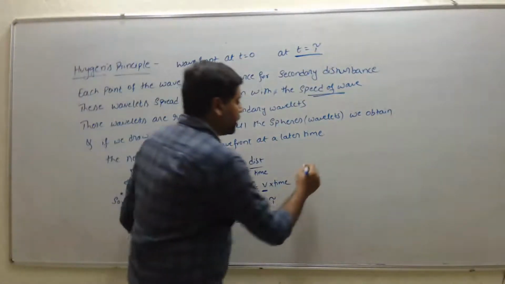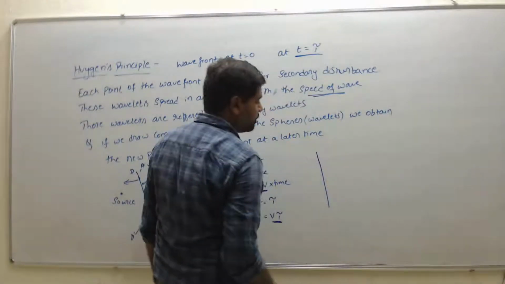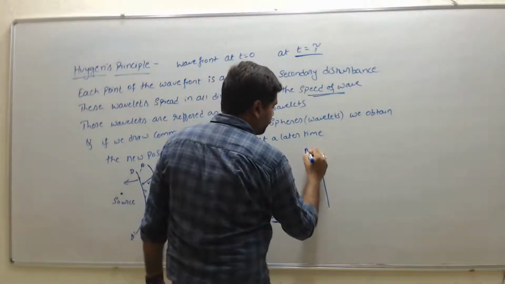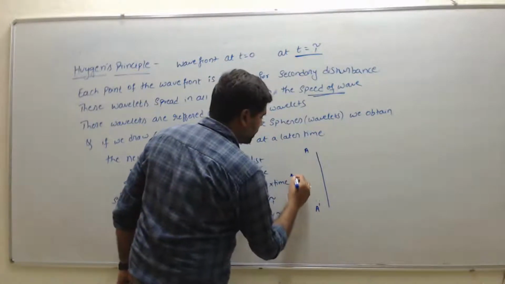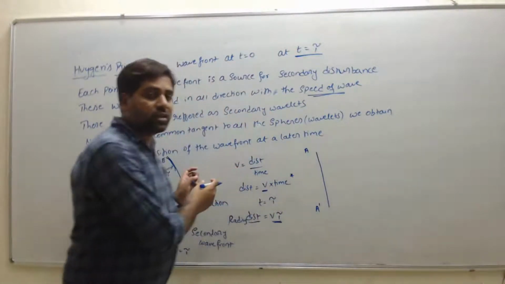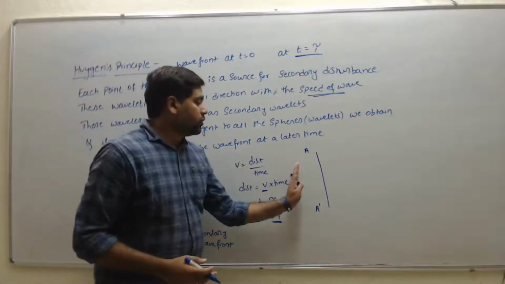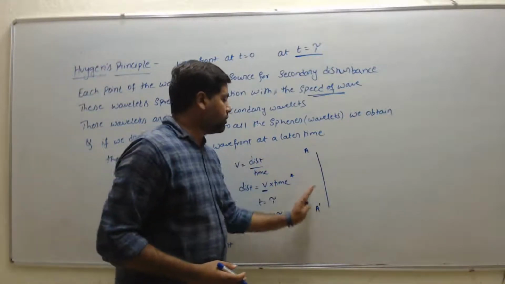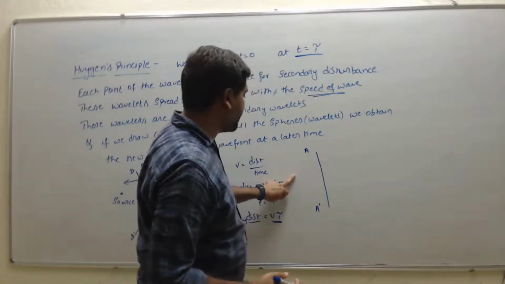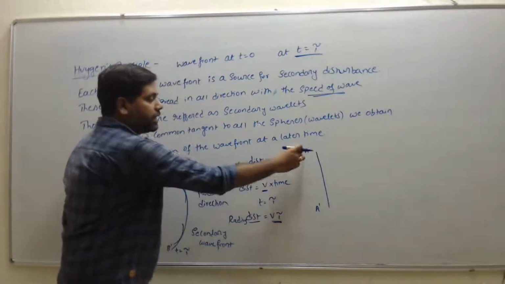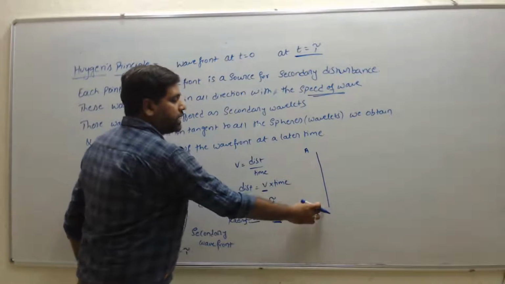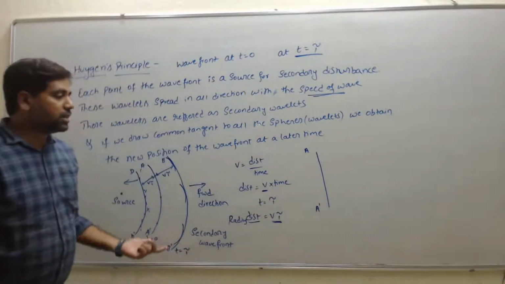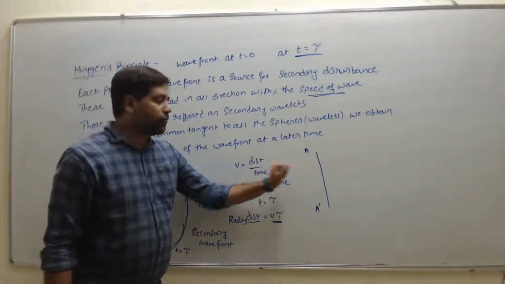So here, if we consider this one plane wavefront, somewhere here is the source. That is, the source is at a larger distance from the wavefront. So this wavefront is taken from a part of the sphere. That's why it is called a plane wavefront.